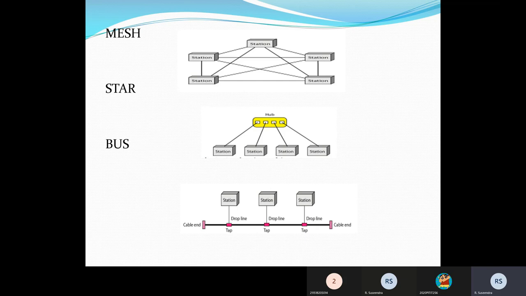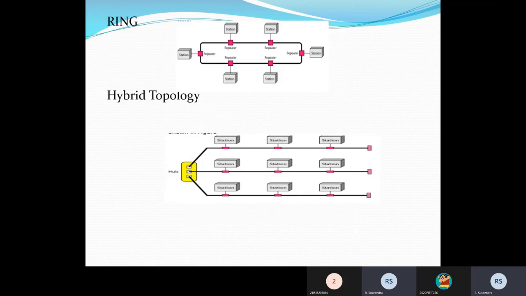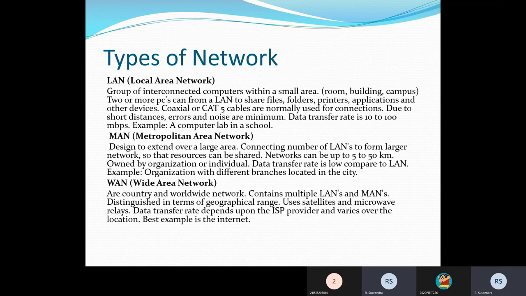So like this, the disadvantages and advantages differ from one to another. But in hybrid level, you can use all the things, ring, mesh, and every topology. So finally, types of network. Types of network are LAN, MAN, WAN. I'll say in a simple way, LAN is used in a room, in a home, or in every lab.